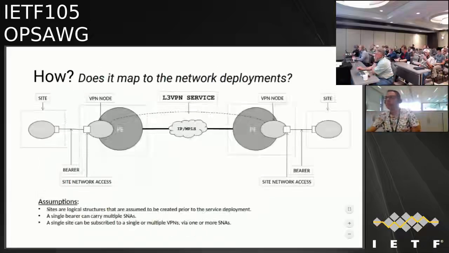So how does it map to the network deployment? Basically, what we have in our network is a collection of PEs, and it is there that we will associate VPN nodes to PEs. The bearers will be the physical ports that connect to the PEs, and these bearers can have several connections over them. These connections to the site, to the customers, are the site network accesses. So this is how it relates.